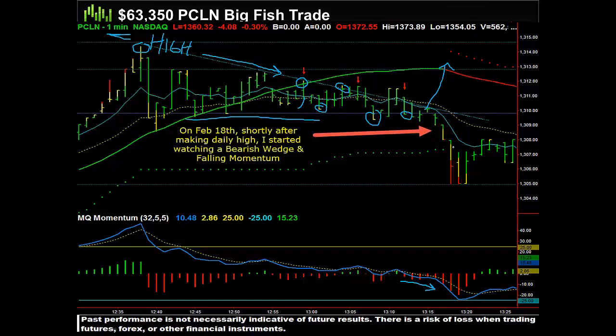Once we broke, and Priceline moves in a great average true range, we went from 310 to roughly 305. I moved to break even at this point because I had some small profits from here, and when we finally broke, I moved my position to break even.